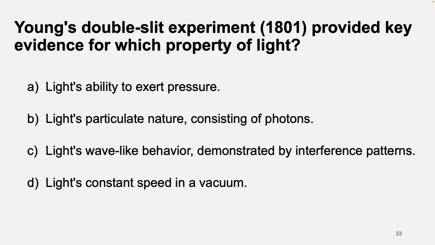Next question is, in 1801, Young's double-slit experiment provided key evidence for which property of light? Light's ability to exert pressure, light's particulate nature consisting of photons, light's wave-like behavior demonstrated by interference patterns, light's constant speed in a vacuum.